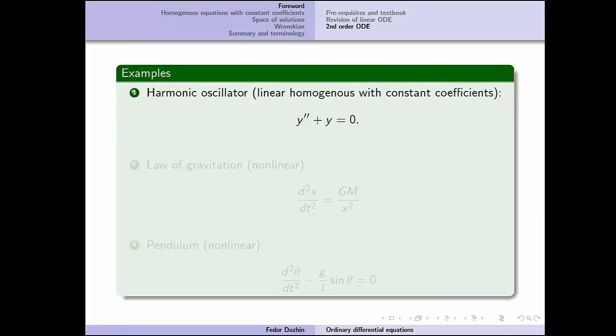So a few examples. The harmonic oscillator: that's linear, homogeneous with constant coefficients.